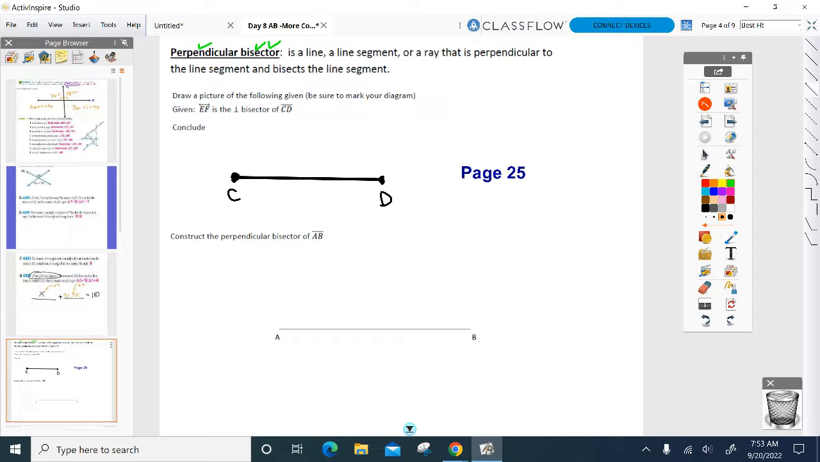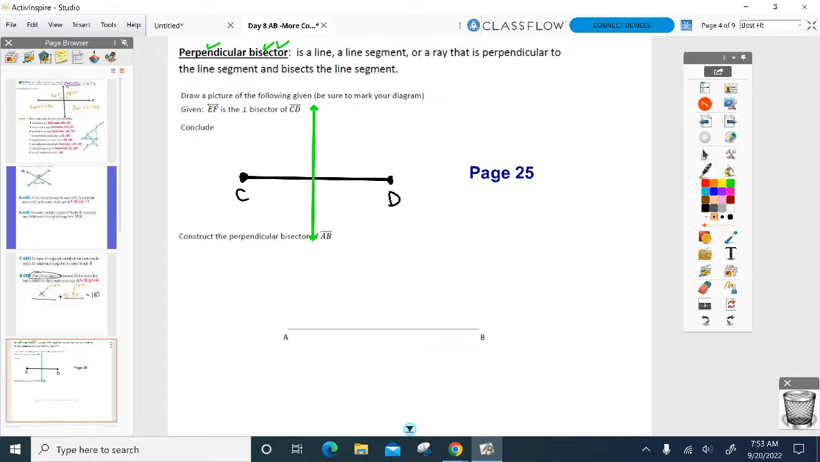We're not doing a construction here. Just draw. Remember, draw means take your pen or pencil and freehand it. So draw me a line EF that looks like it's perpendicular and bisects your line segment CD. Make sure you call it EF too. Make sure it's a line, so it should have what on it? Arrows, not endpoints, and it should have EF on it.